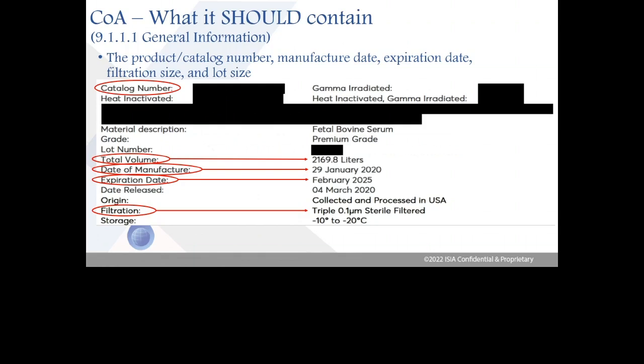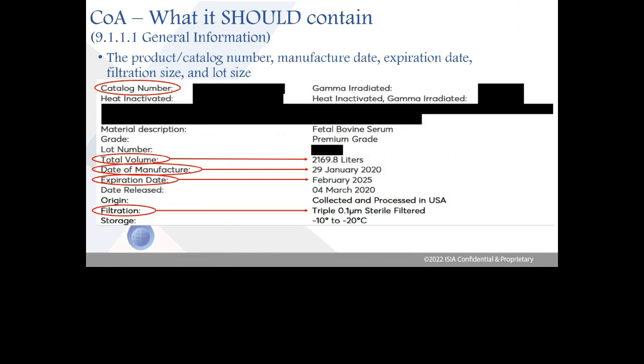The date of manufacture and the expiration date are directly linked. In most cases, manufacturers give FBS a shelf life of 5 years when stored at less than or equal to -10 degrees Celsius. Knowing the manufacturer's date will allow you to evaluate the given shelf life of the product.